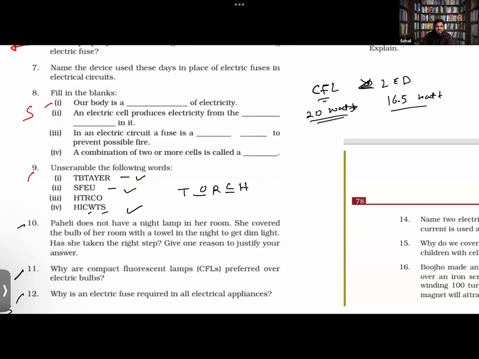So one should be adopting LED bulbs, but still somewhere you will find people who would be using incandescent bulbs. Why? Because it is cheaper. It will cost only 15 to 20 rupees. But nowadays, LEDs are also cheaper. It is not that much expensive.